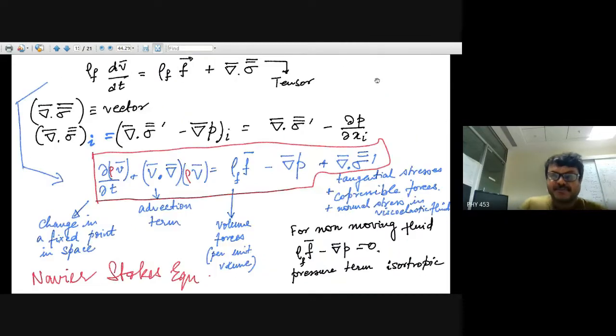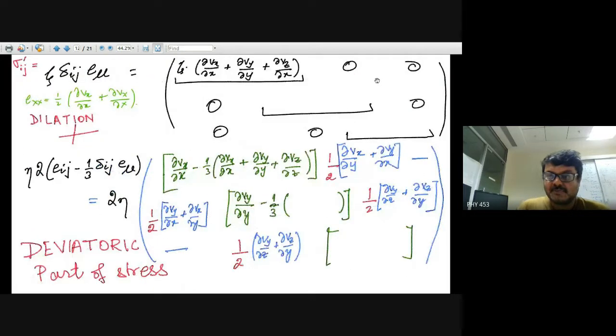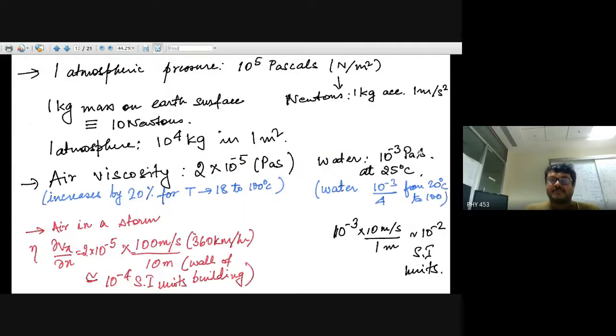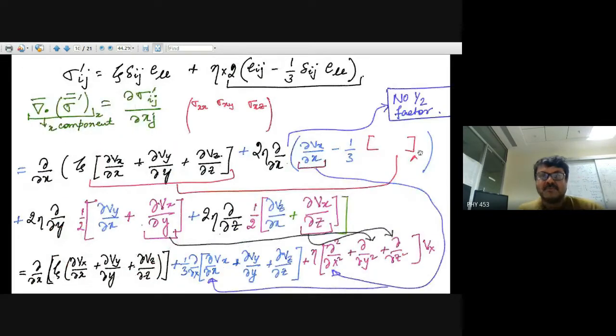Just to remind you, we're taking del del x of this. This is the deviatoric part, this is the dilatation part, right? So we're taking del del x of this as well, del del y of this term, and del del z of this term. That is exactly what I've written, del del x from this term, del del x from the diagonal part of the deviatoric part of the stress tensor, del del y, 2 eta into del del y.